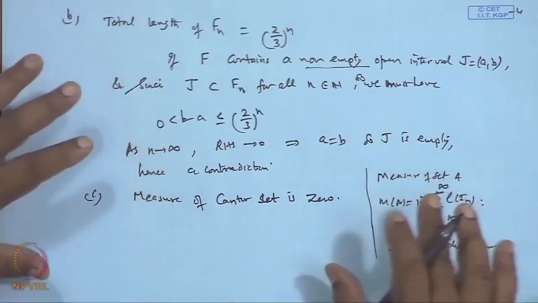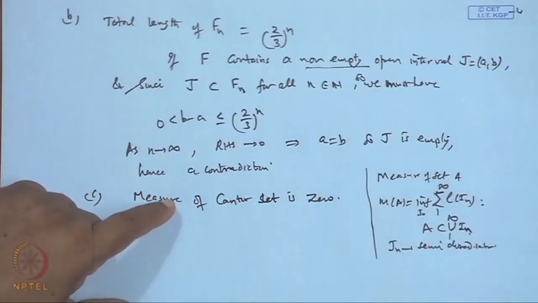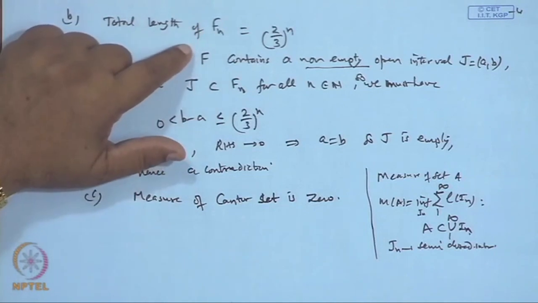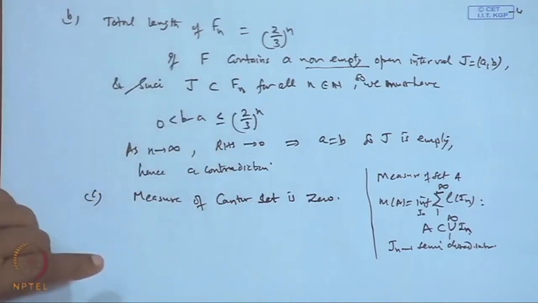So, in a nutshell, or in the rough sense, we say the measure of the interval is nothing but the length of the interval. Since the set F, which is the Cantor set, contains basically the end points of the removed intervals, what we want to show is that the length of the total set is 0, the measure of this set is 0. So, let us see the total length of the removed intervals.